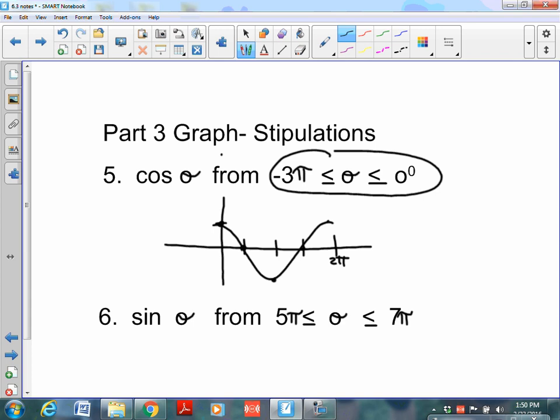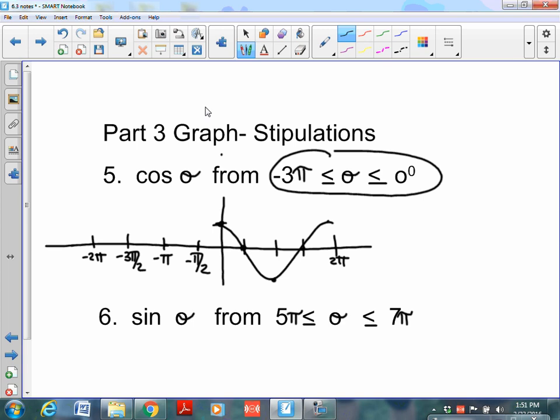They want you to graph it from a negative 3 pi to 0. So this isn't the graph they want. They want you to follow the stipulation. So if this is pi over 2, what is this slash over here called? A negative pi over 2. What is this slash going to be called? Negative pi. This slash is a negative 3 pi over 2. This slash is a negative 2 pi.